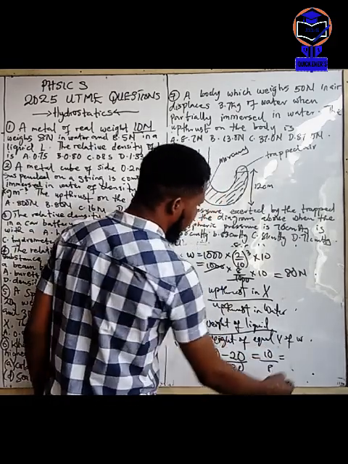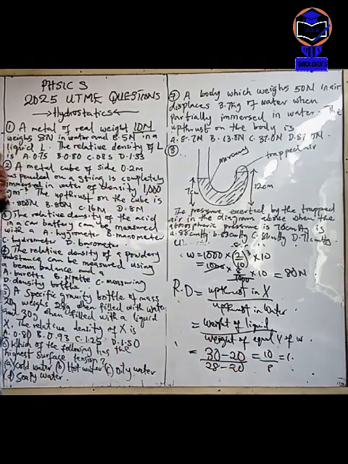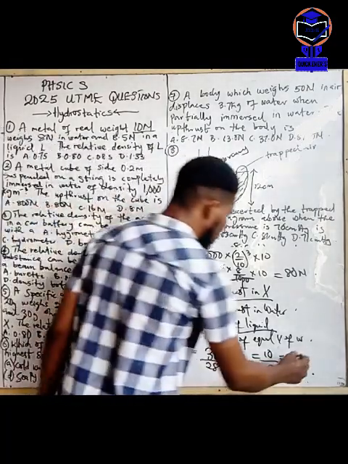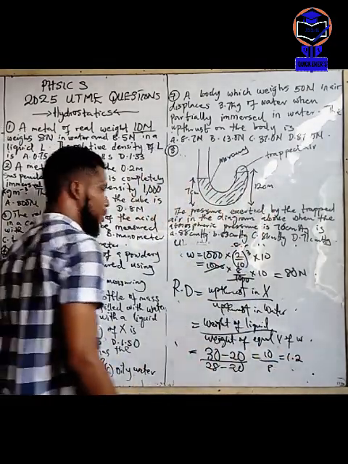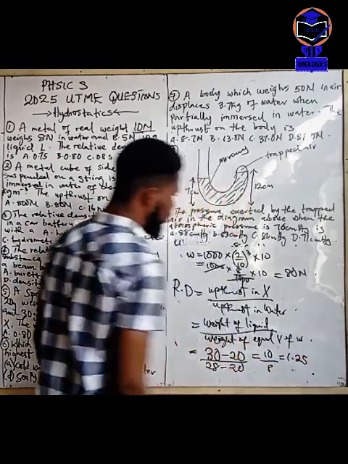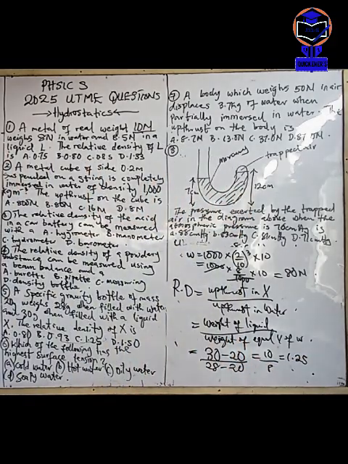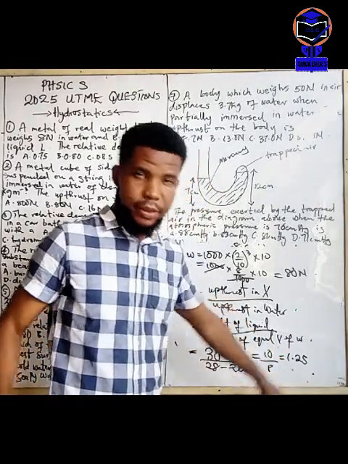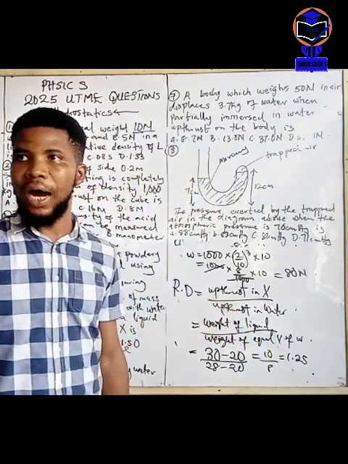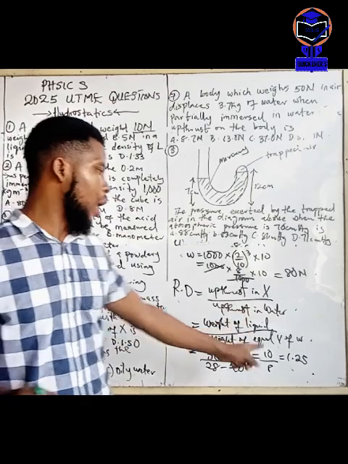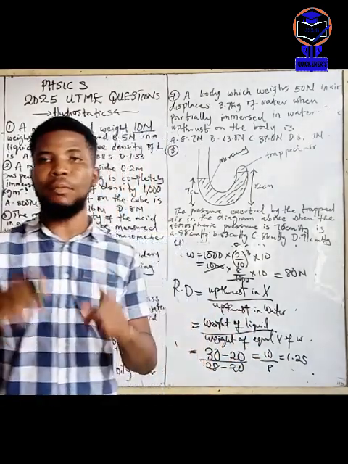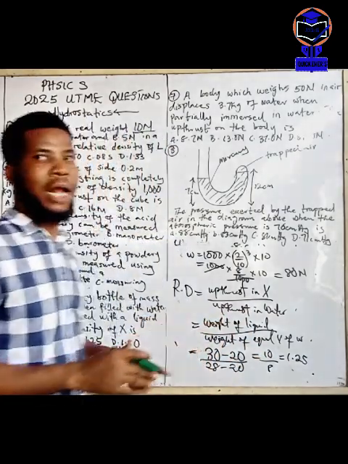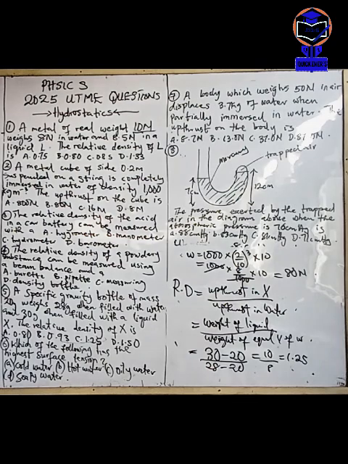And that will give you 10 over 8. Dividing by 2 gives 5 over 4, which is 1.25. Now, take note: relative density does not have units. And also, relative density is also known as specific gravity. These are things you should expect in that question.